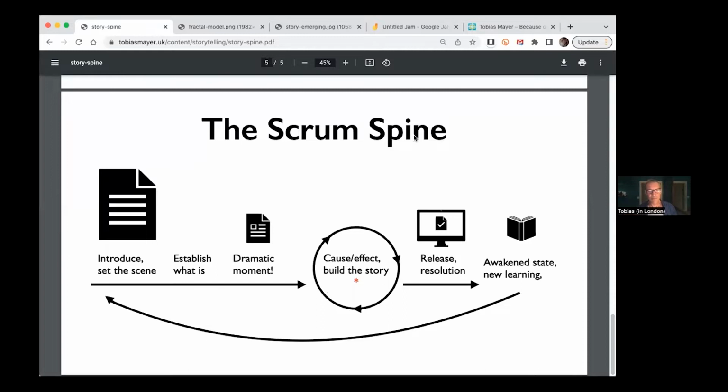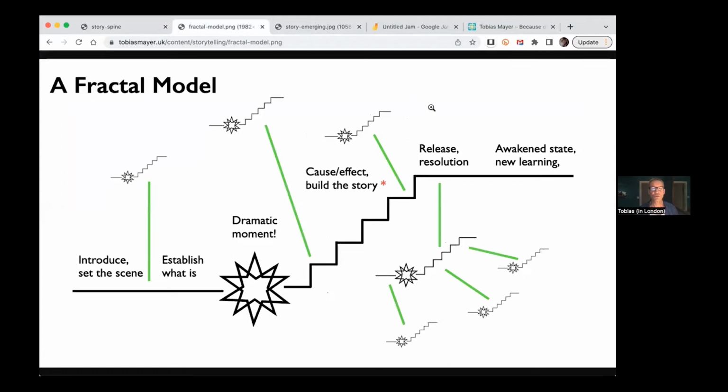So if I show you another picture, get this out of the way. Here, this fractal model picture. Look at that for a moment. So here's the same structure that we were just looking at: introduce the scene, establish what it is, dramatic moment, cause and effect, release, resolution. At any point in time, we can look at a story within the story.